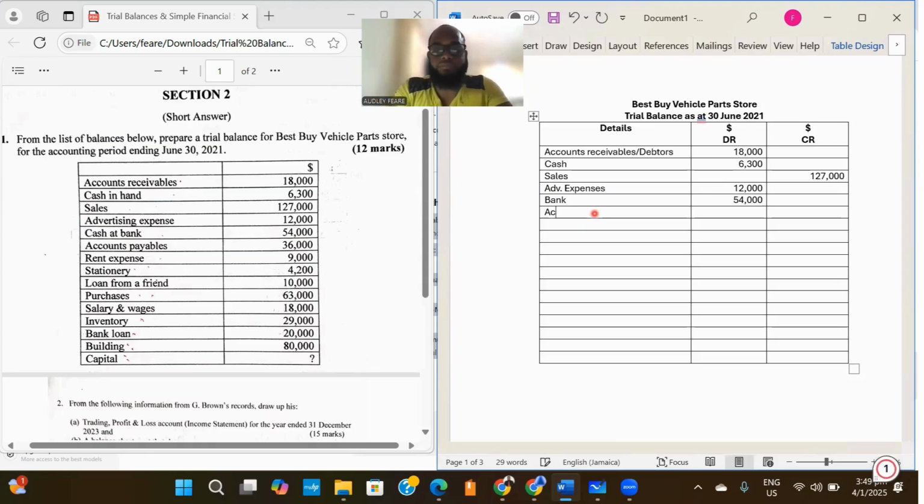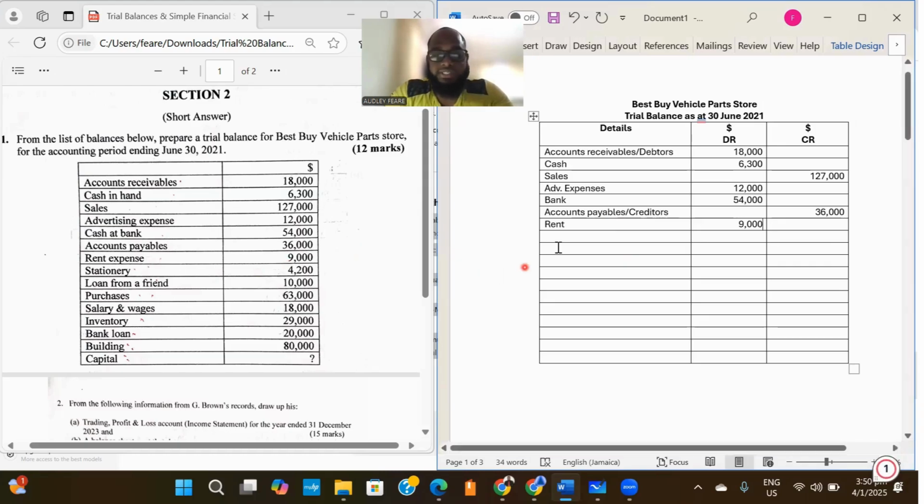So accounts payable, the opposite of accounts receivables. And we know that is, of course, our creditors, people that we should pay money. And your creditors, liabilities, they should be credited. So this is $36,000. They go on to our rent expense. Rent. So we know expenses are debited.